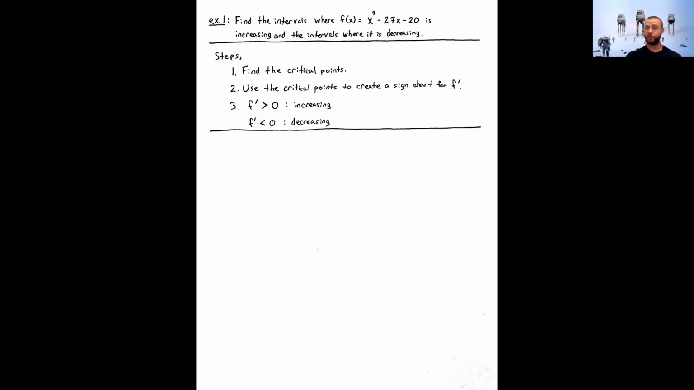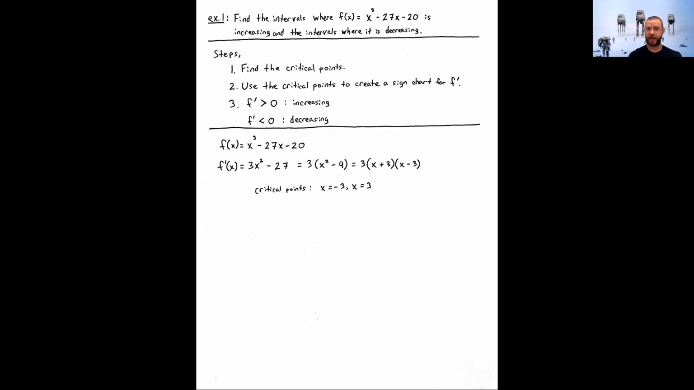All right, now you should have found 2 critical points. Let's just check. Your derivative here only requires the power rule. Some following examples might require some differentiation rules like product, quotient, and chain rules. Here we get for our derivative 3x squared minus 27.